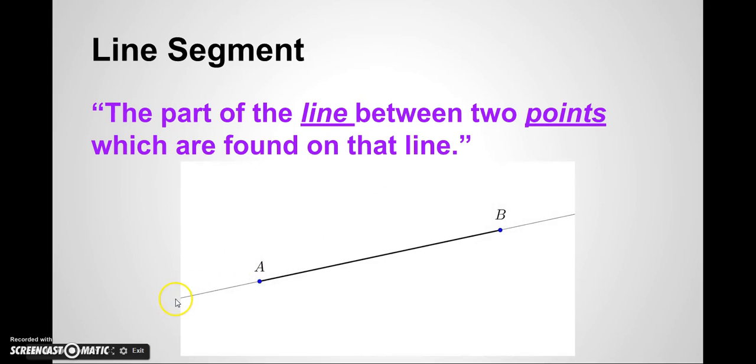So you can see here's a line starting over here, goes on forever in both directions. And there are these two points on the line, A and B. So basically the part of the line that's between them is going to be called a line segment. And we'll talk about how we name line segments later on in class when we are all meeting back together. So as you can see, I emphasized this line segment here between two points that are on a line.